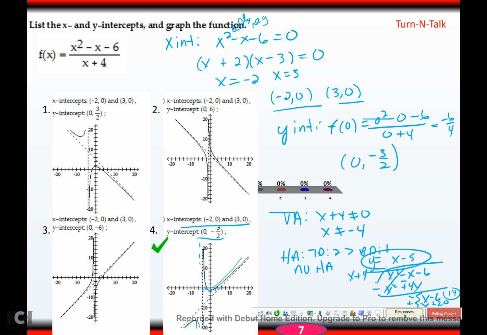If I graphed that, notice I would start at negative 5. And here they're counting by 2, 4, 6. Here they're counting by 2. So 2, 4, there's 5. And then I would go up 1, right 1, and there's my slant asymptote, y equals x minus 5.